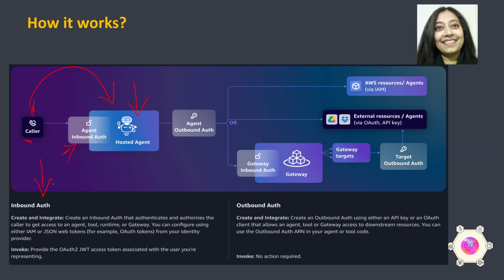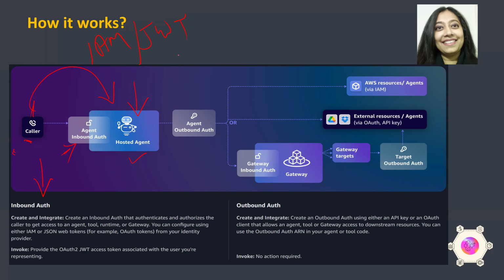For inbound authentication and authorization, for a caller like this to get access to your hosted agent or tool or runtime or a gateway, you can configure that using either IAM or JWT, which is JSON web tokens, for example, OAuth tokens from your identity provider. Remember, it has a total of 24 identity providers, both internal and external.